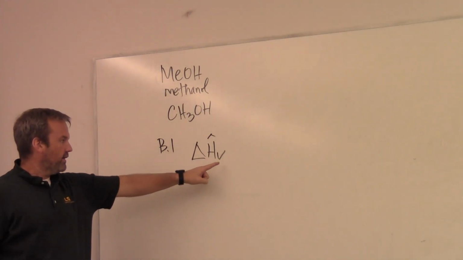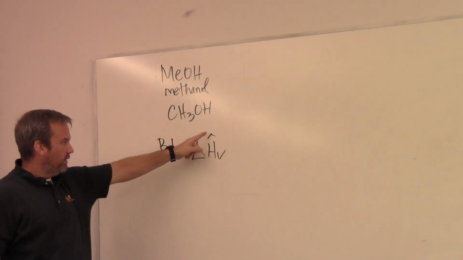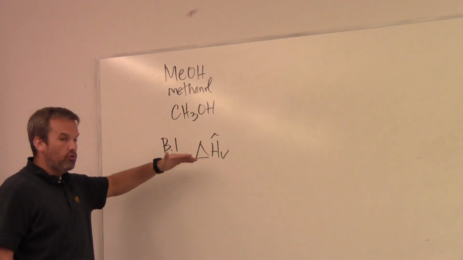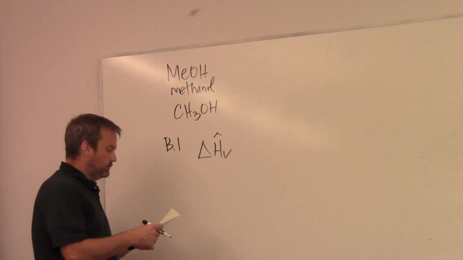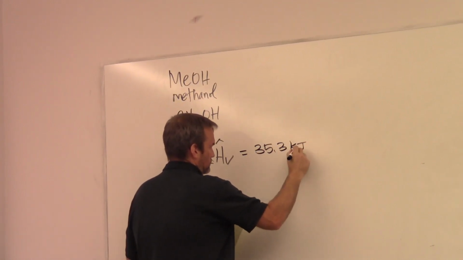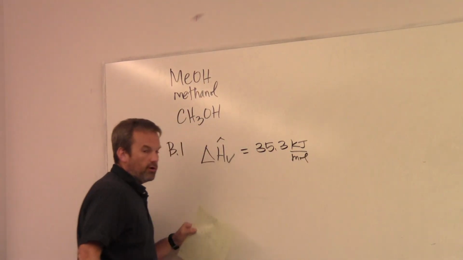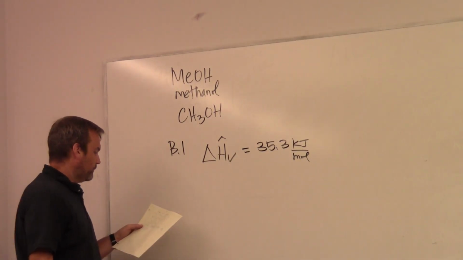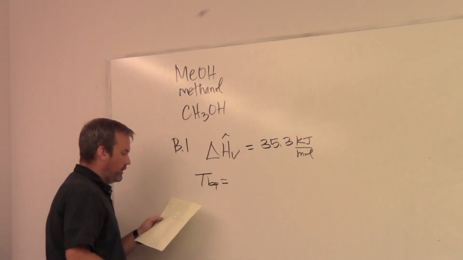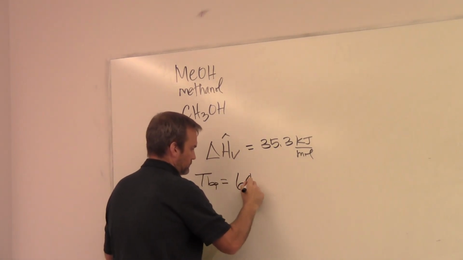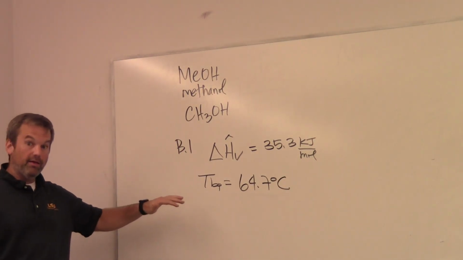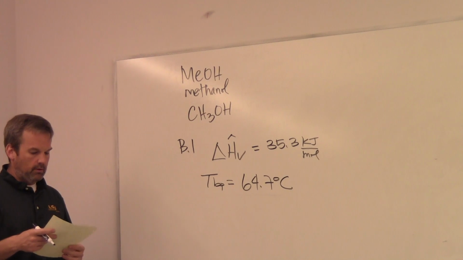It's got the delta H, it's got the little V for vaporization, and it's got the hat on top letting us know this is a specific property, right? It's kilojoules per mole in this situation. Okay, 35.3 kilojoules per mole. I can also get the boiling point because it tells me it's at the normal boiling point. I also get that from B1. The normal boiling point means the boiling point at 1 atmosphere.